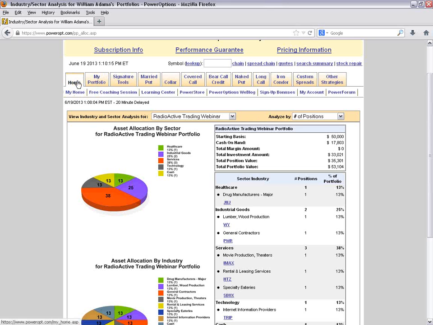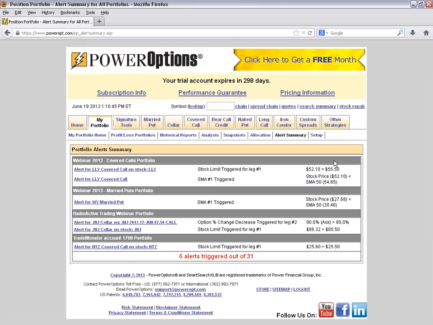When I first log on to PowerOptions in the morning, right after 9:30, 9:35 or so, the first thing I do is I go to Alert Summary. So for each of my positions, whether it was in the Webinars Covered Calls portfolio that we looked at, the Married Puts portfolio, the Radioactive Trading portfolio, or the new one we just created, that Trade Monster one, when I set the alerts, when I go to the Alert Summary in the morning, it shows me if an alert's been triggered in any position, any of the alerts I've set across any of my portfolios. So that's where I start my day.